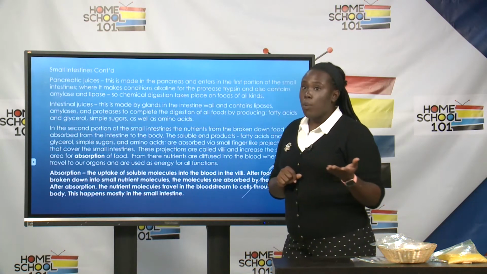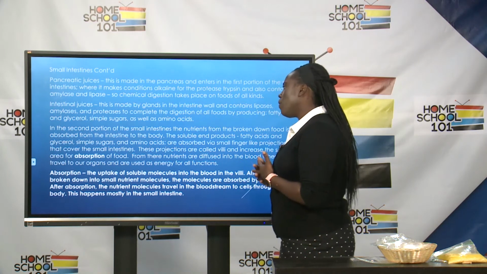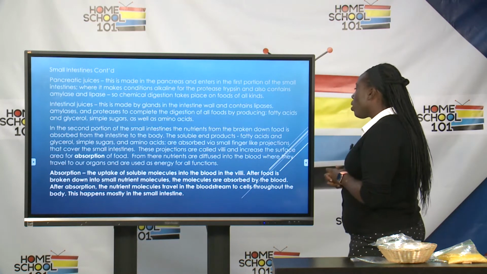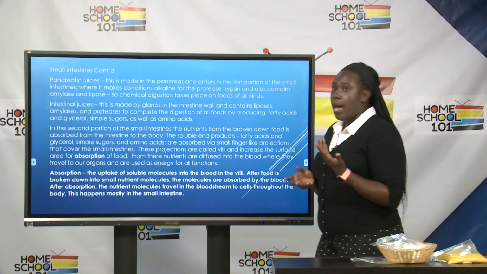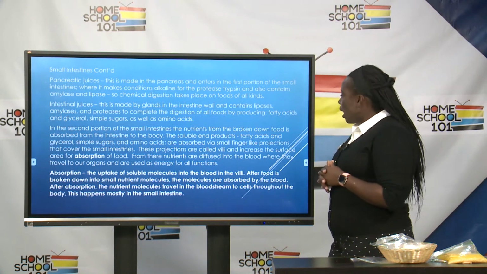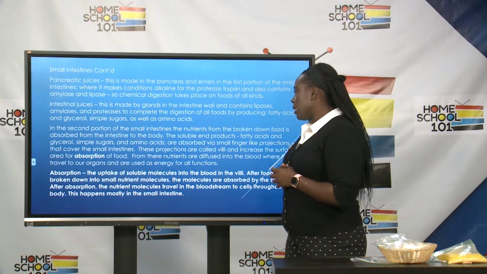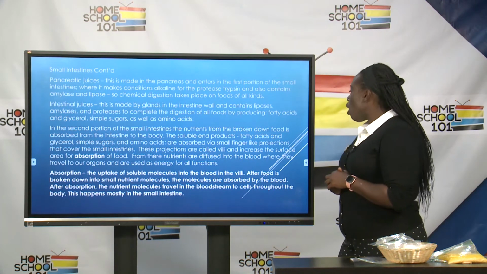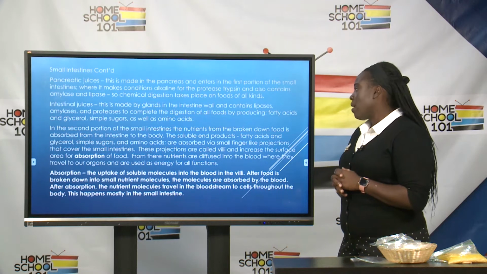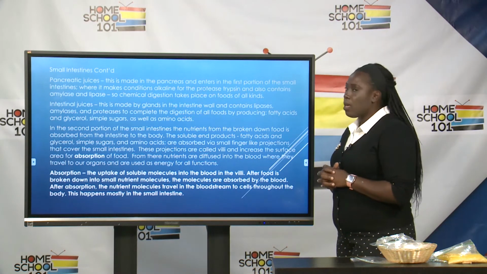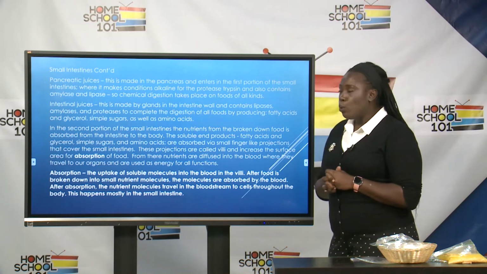We move on to the second portion of our small intestine. What happens there? In the second portion of the small intestines, the nutrients from the broken down food are absorbed from the intestine to the body. And how is this done? The soluble end products, fatty acids and glycerol, simple sugars and amino acids, are absorbed via small finger-like projections that cover the small intestines. These projections are called villi and increase the surface area for absorption of food.